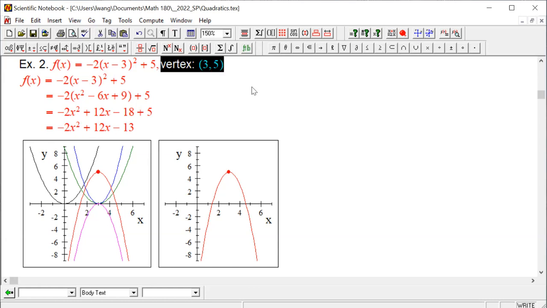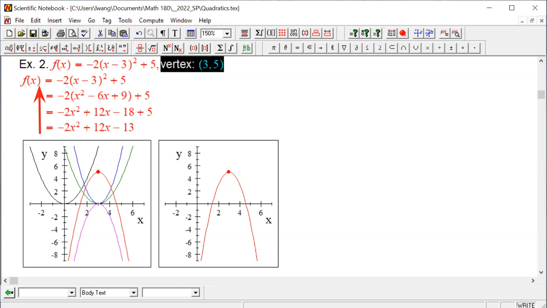So now the question is, can we reverse this process? If we didn't know the perfect square, can we find it algebraically? The answer is yes. That's the task in this section, in order to identify the highest point or the lowest point.